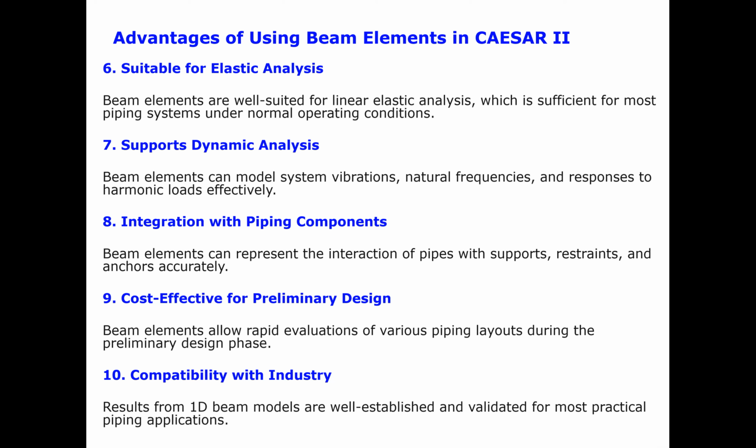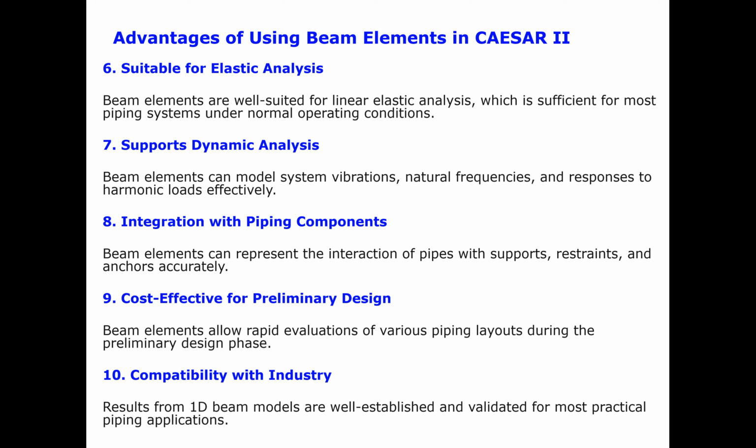Number 8, integration with piping components. Beam elements can represent the interaction of pipe with supports, restraints and anchors accurately. Second is load distribution. They account for distributed loads like insulation weight or fluid content efficiently. Nine, cost effective for initial design. Quick assessment. Beam elements allow rapid evaluation of various piping layouts during the initial design phase. Optimization. Changes in the design can be analyzed quickly to identify the best configuration at the initial phase of the project.